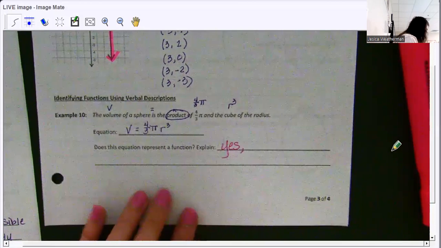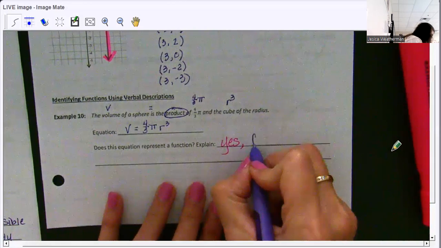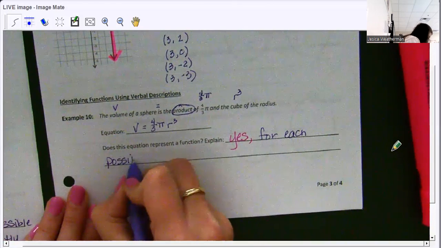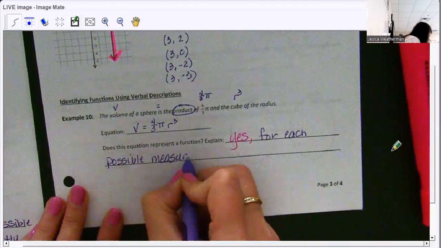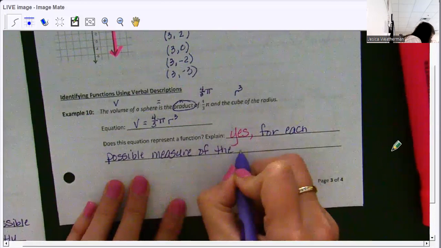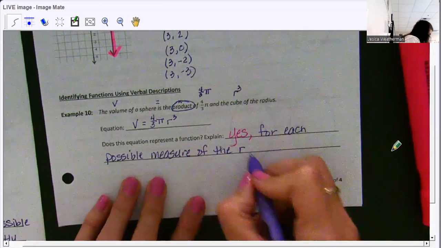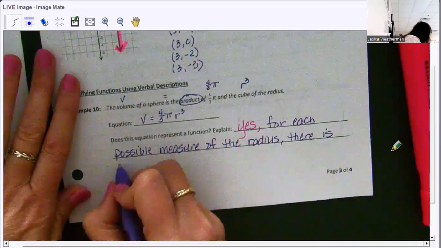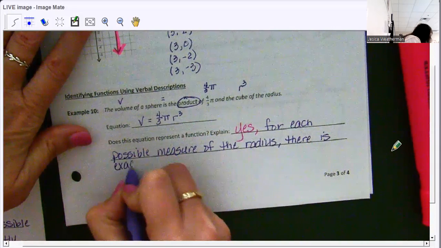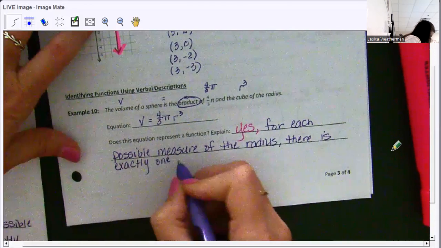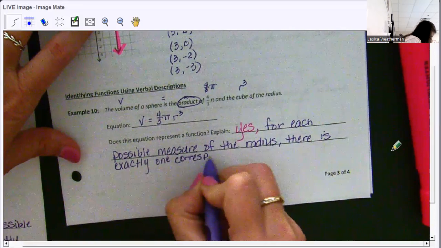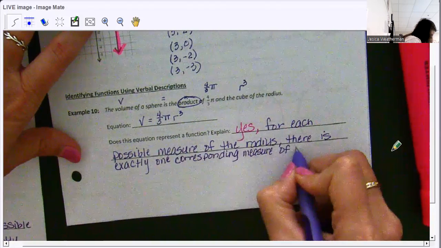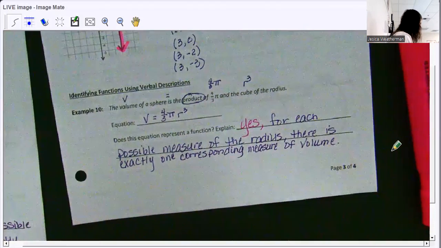Okay, and this is what we're going to write. For each possible measure of the radius, there is exactly one corresponding measure of volume.